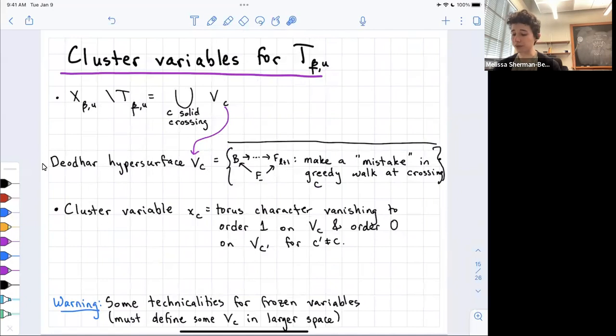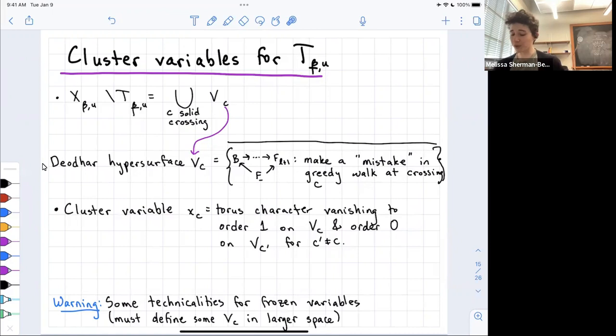And our cluster variables are just going to be the functions that cut out the Deodhar hypersurfaces. So if C is some solid crossing, it corresponds to a Deodhar hypersurface BC, and then the corresponding cluster variable XC is going to be a particular torus character which vanishes to order 1 on that Deodhar hypersurface and does not vanish at all on the other Deodhar hypersurfaces. And this is a little bit vague. It might feel like these aren't well defined. This is the easiest way to think about them, but don't worry, we have a more rigorous way to define them as well.